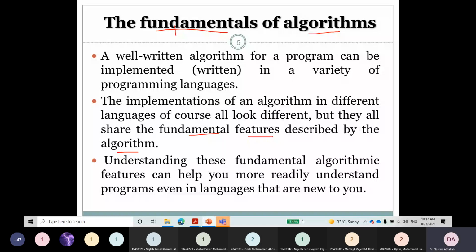Okay, so what is the algorithm? What are the algorithm's definitions? An algorithm is a set of step-by-step instructions to complete a particular task. It can be applied for computing algorithms, for daily life algorithms, whatever the field. But an algorithm is a set of step-by-step instructions to complete a particular task.